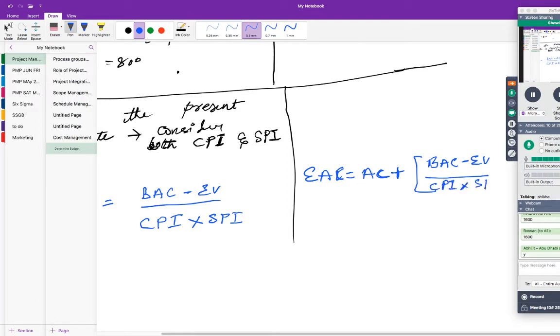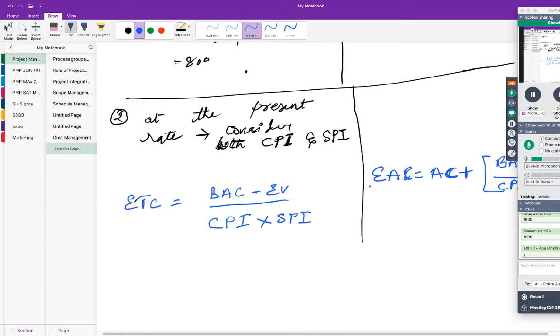into SPI. But you see, like the last formula, you cannot directly take BAC and divide it by CPI and SPI. You can't do that. You have to do this separately, because the actual cost, AC, is not considering the schedule performance index in the first part. Only for the second part are you considering it. So you cannot do it as an overall BAC divided by CPI and SPI in this case.